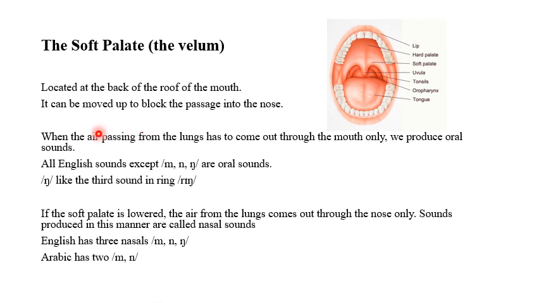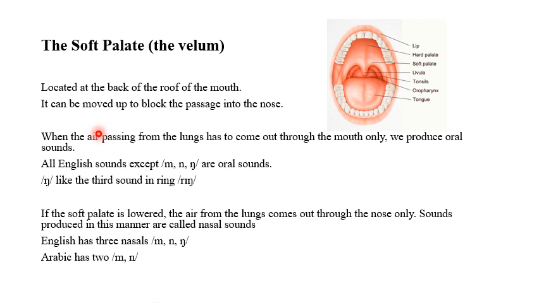Now, when the soft palate is lowered, this means that the air that comes from the lungs leaves through the nose only, because now the passage into the nose is open. In this way, the sounds that are produced are called nasal sounds or nasals. The nasals in English are only three sounds, which are ma, na, and ng. And in Arabic, we have two nasal sounds, which are ma and na.